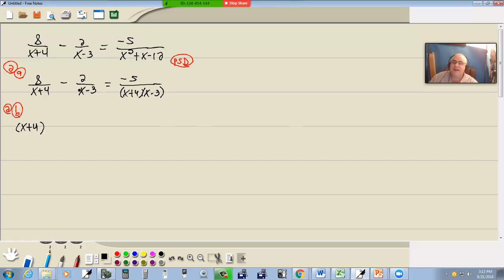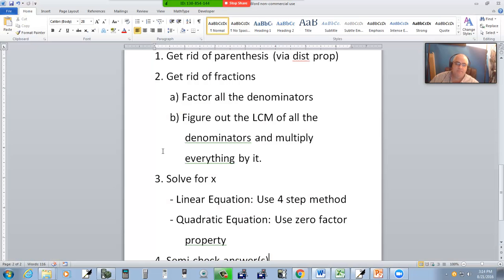Then I go to my next factor, the x minus 3, and I'm looking for the greatest number of x minus 3s in a single denominator. There's none here, one here, one here, so the greatest number of x minus 3s in a single denominator is 1. You notice we're not counting how many there are. We're looking for the greatest number in any single denominator. So this is our LCM.